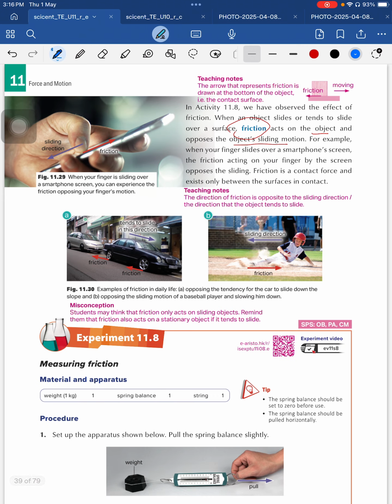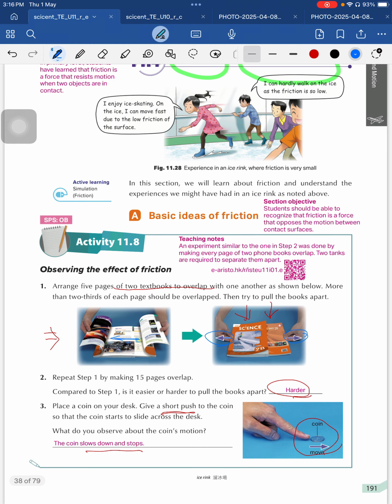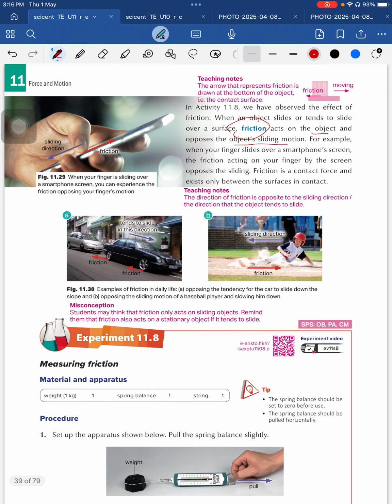On the other hand, in another activity, you push a coin on the surface, there will be a friction which opposes the motion of the coin, which makes it slow down and stop immediately. So that means friction is actually a force, a contact force, which exists between the surfaces in contact.